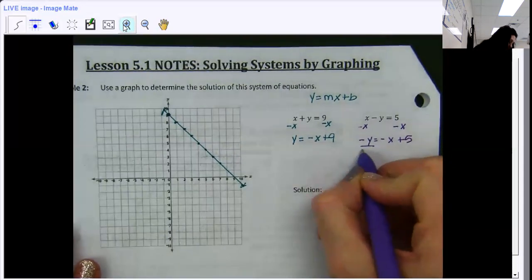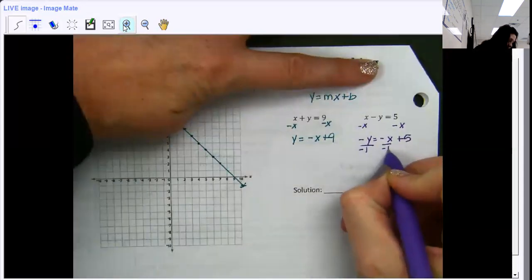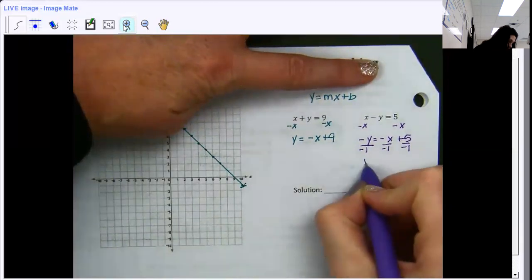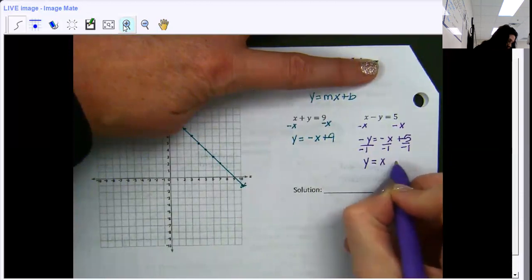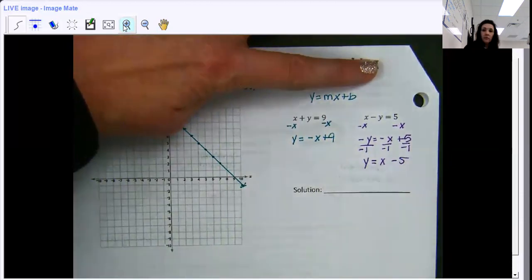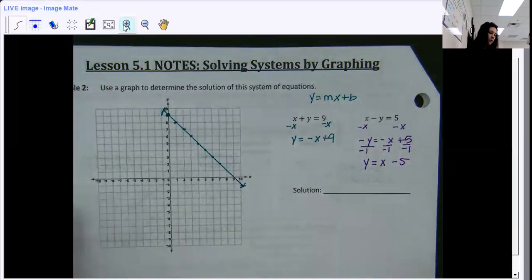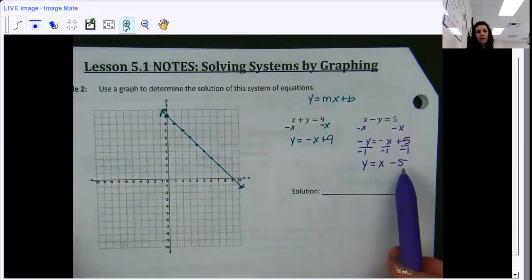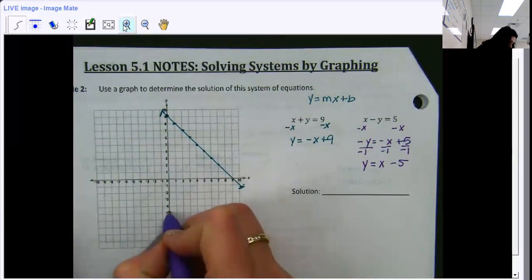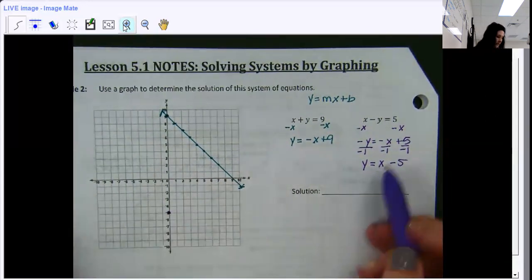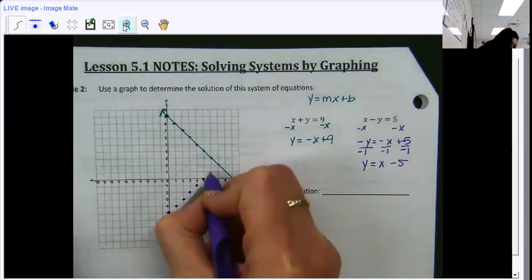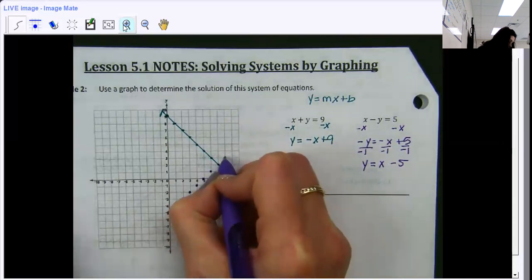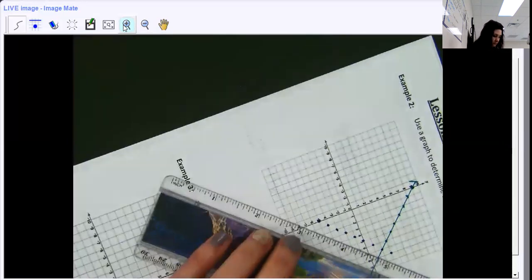Okay, I tend to divide by a -1 just because that's how I've always done it, but you could do whatever you would like. So it's going to be y equals x minus 5. And so now I'm going to graph this. The first thing I'm going to do is plot my y-intercept, which is -5 on the y-axis. And then I'm going to graph my slope. My slope is 1, so it's a +1. So I graph it going up and to the right in the positive direction.